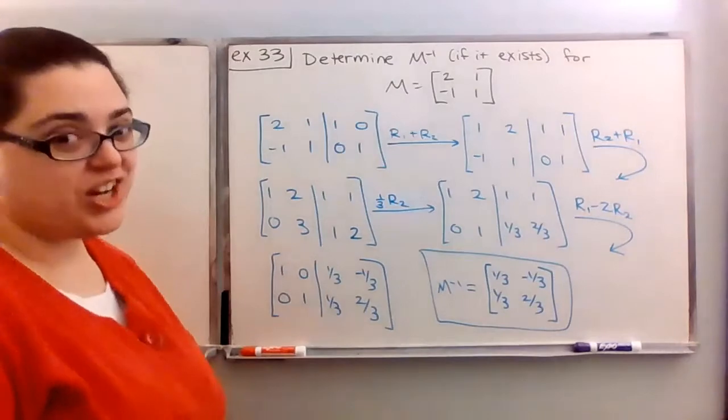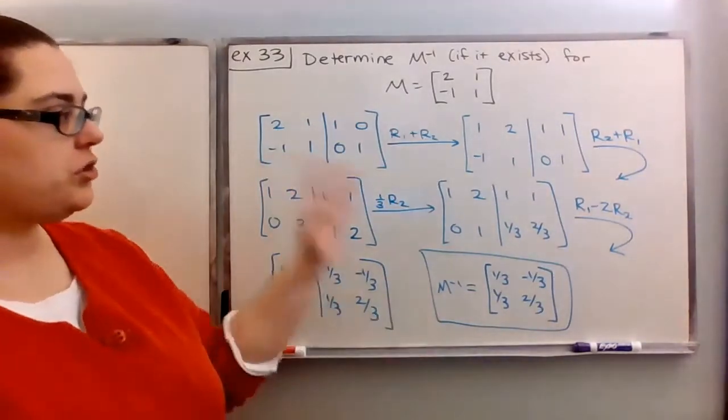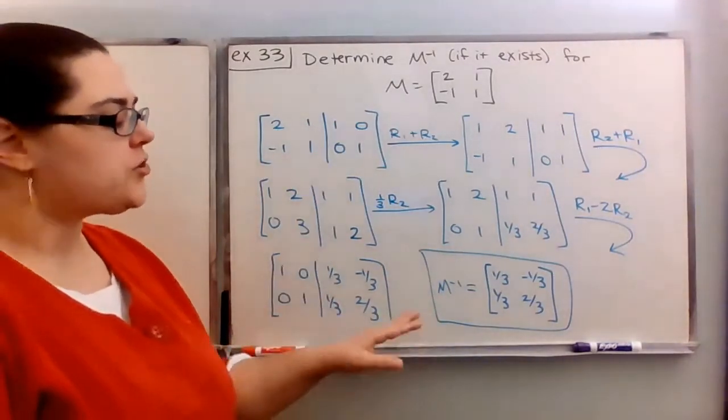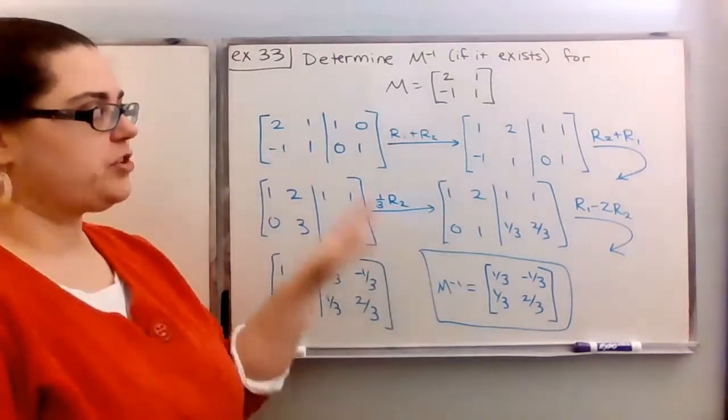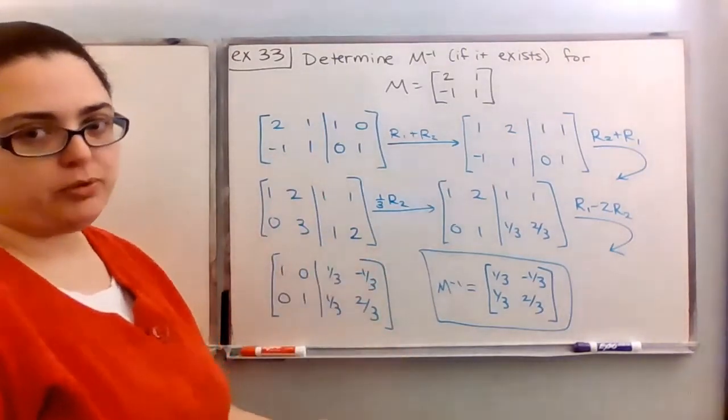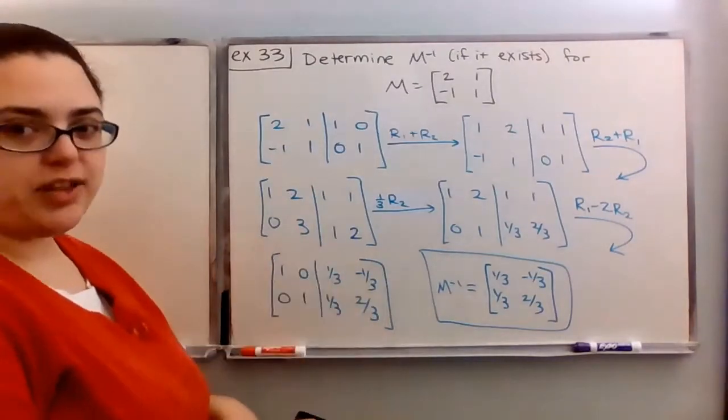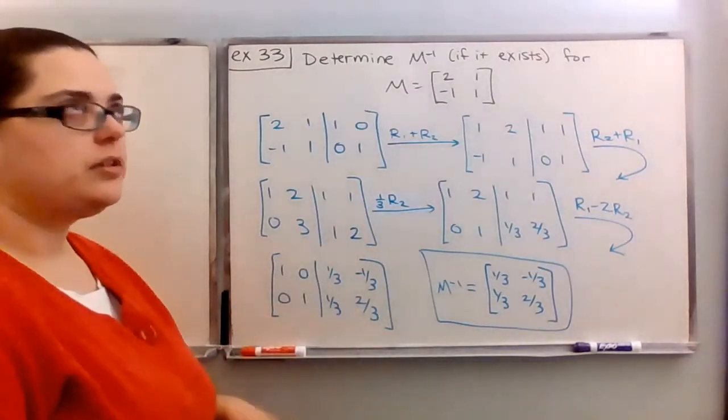Now we want to check this, right? We don't want to just do this new process and assume this is correct. So what I'm going to do next is multiply M by M inverse and M inverse by M, and we should get the identity both times. So I'm going to quickly do that as well, and then you can check your work.